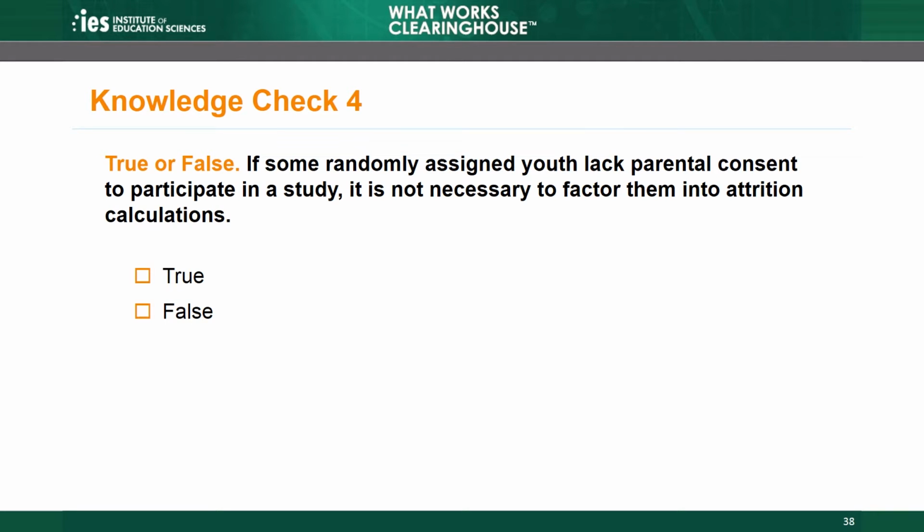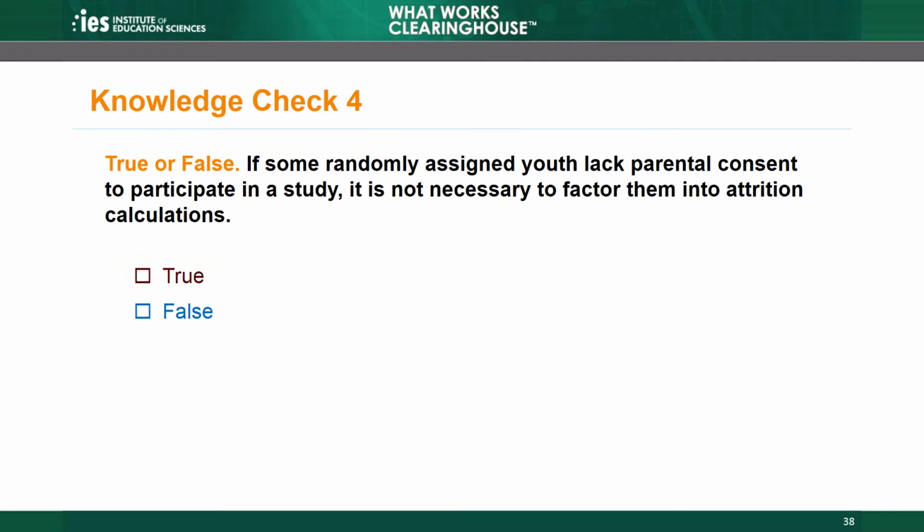Knowledge check 4 is a true or false question. Is this statement true or false? If some randomly assigned youth lack parental consent to participate in a study, it is not necessary to factor them into attrition calculations. This statement is false.